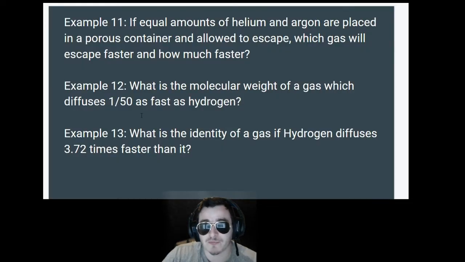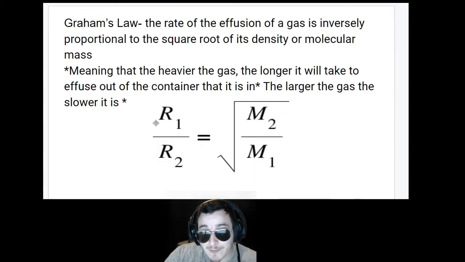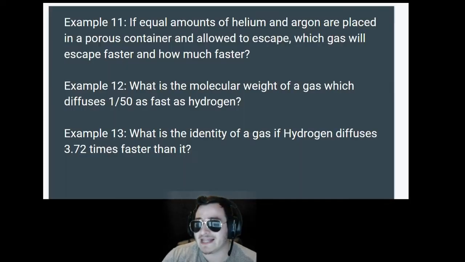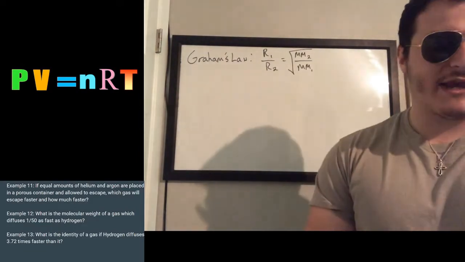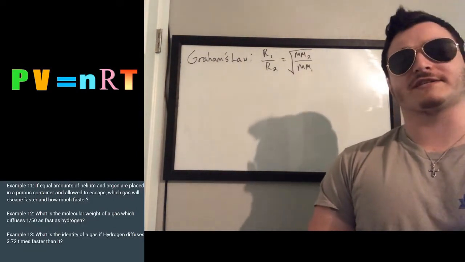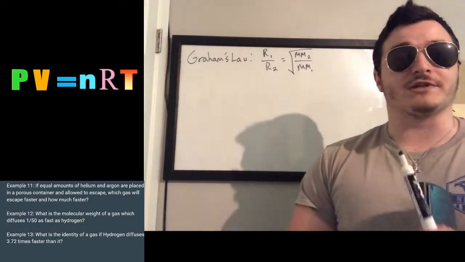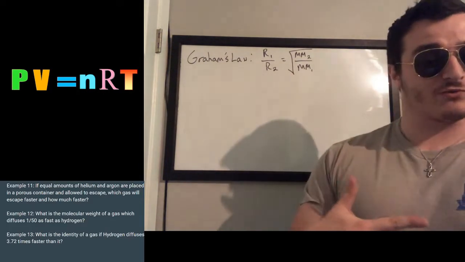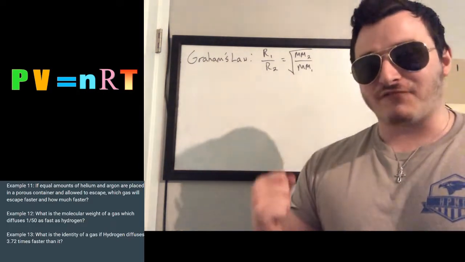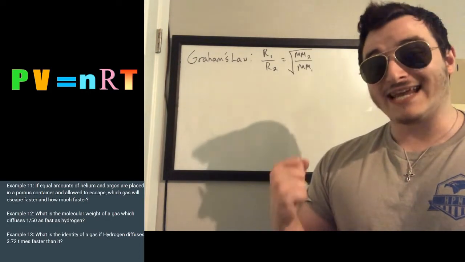Well, if this gas is moving 1/50th the speed of hydrogen, if we flip it, R1 would be 50 and R2 would be 1. Therefore, the left side of my equation is simply 50. And then the problem becomes much more simple to solve. Solving it on the board now. Example 12, what is the molecular weight of a gas which diffuses 1/50th as fast as hydrogen? The language in this question is a little different than the previous one, and we are going to manipulate it a little bit to make it look like the previous one. It diffuses 1/50th as fast as hydrogen, which tells you that it is slower.